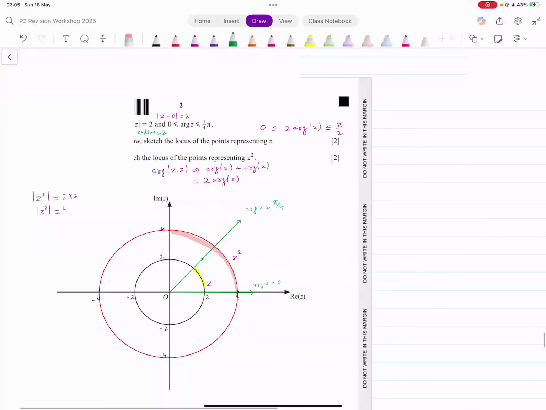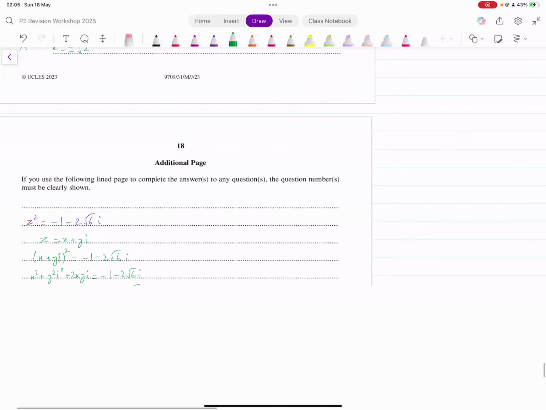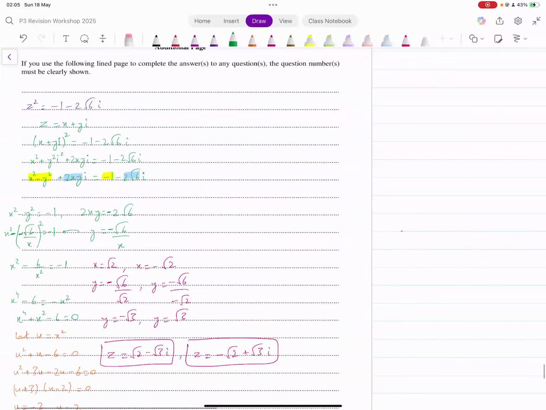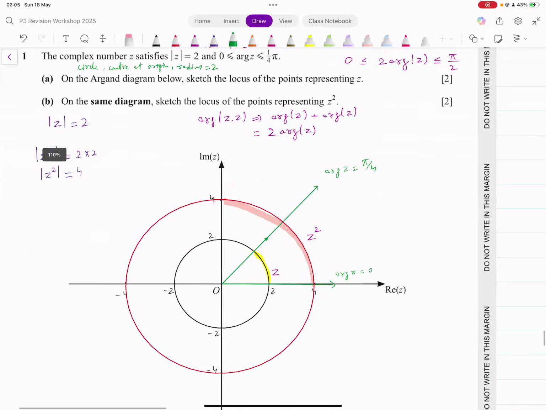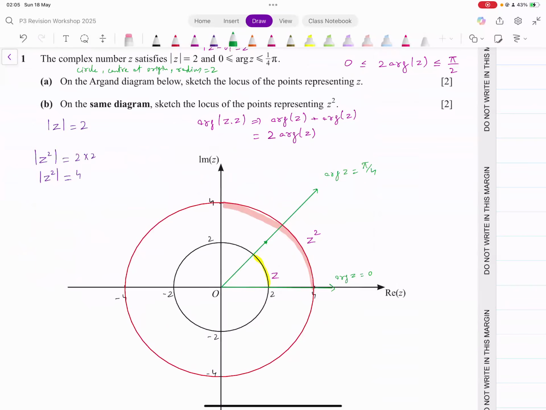So sometimes we get these weird problems in some recent papers. This is another very different kind of locus problem that you find in a recent paper. The complex number z satisfies modulus of z equals 2 and argument of z between 0 and pi over 4. Use the Argand diagram below to sketch the locus of the points representing z. Now, where could z be? Modulus of z is equal to 2. So it has to be on the circumference of the circle, right? Center 0 and modulus 2.